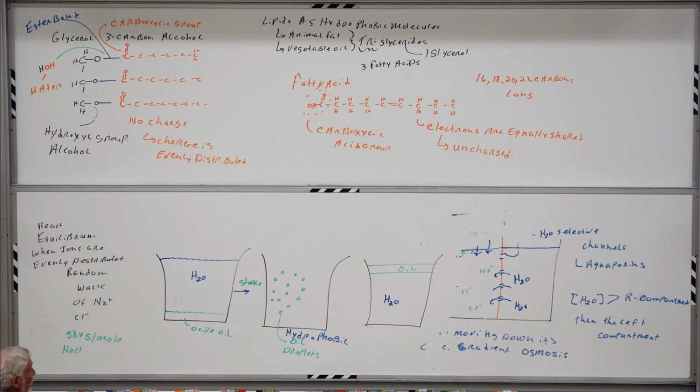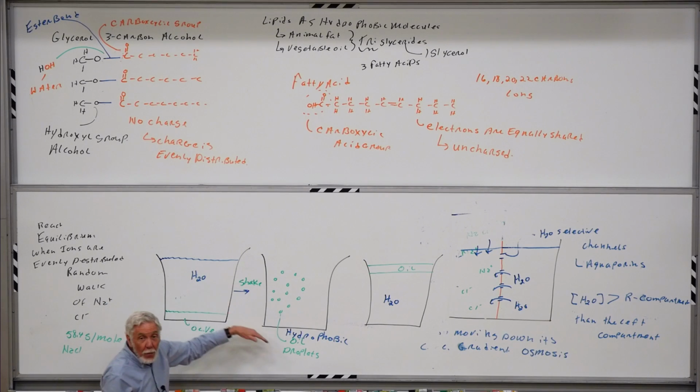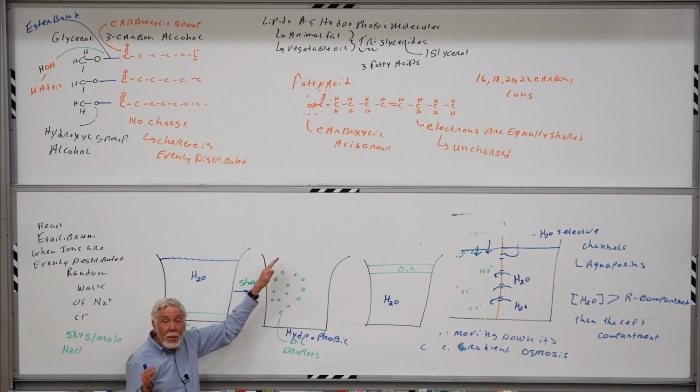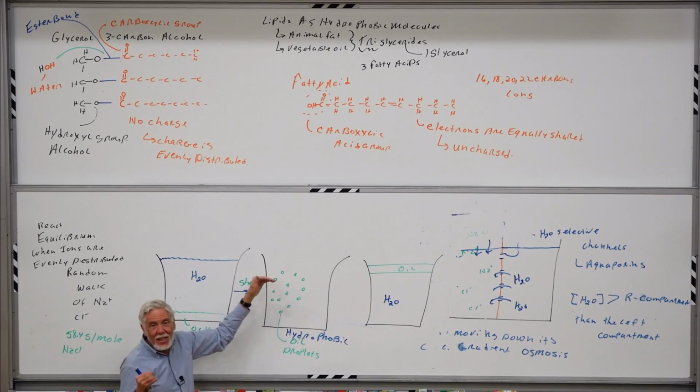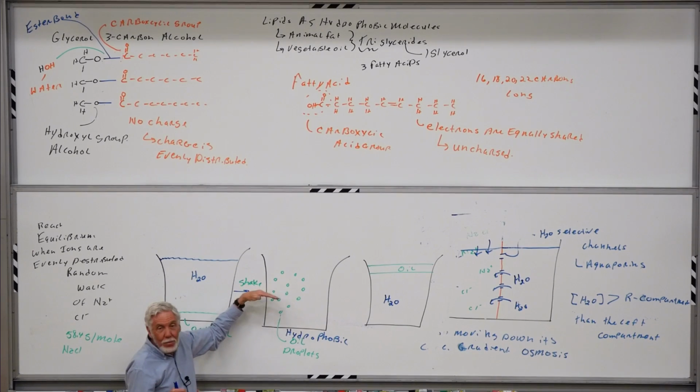So if you pour the water in first, then the olive oil still comes to the top. But the reason it comes to the top is simply that it's less dense than the water. The water per milliliter is heavier than the oil, so the oil floats to the top.